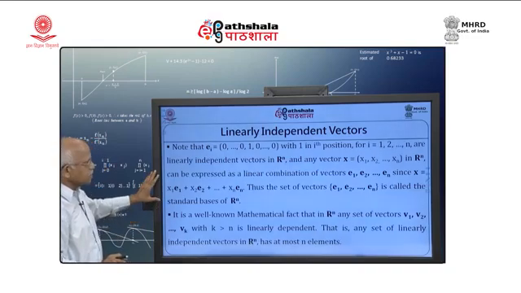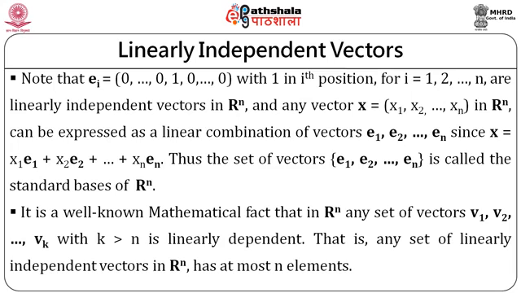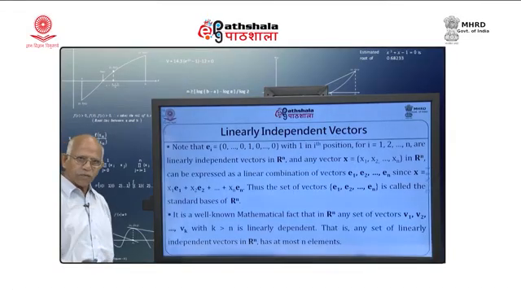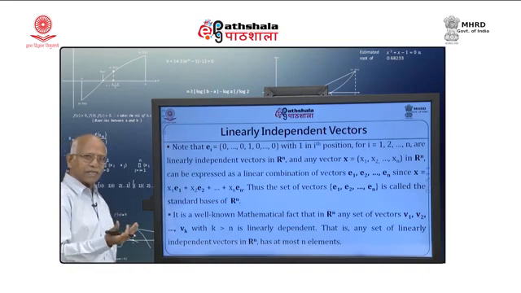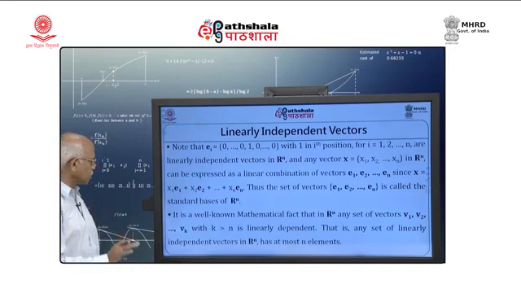Now, when the vectors are linearly independent and they generate all elements of the space, that is called a basis, and this is called the standard basis for R n. It is a well known mathematical fact that in R n, any set of vectors v 1, v 2, v 3, ..., v k with k greater than n has to be linearly dependent. That means, in R n, if a set of vectors is linearly independent, then the number of elements must be less than or equal to n. If it is greater than n, then that set of vectors will always be linearly dependent.